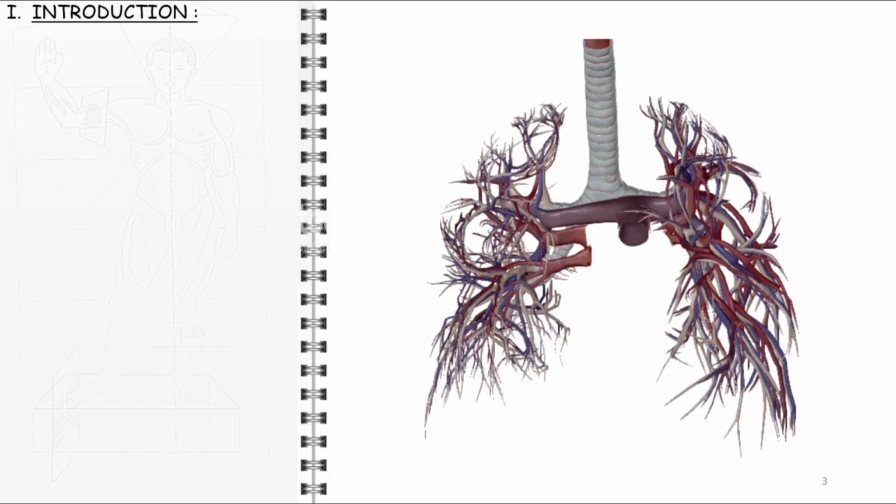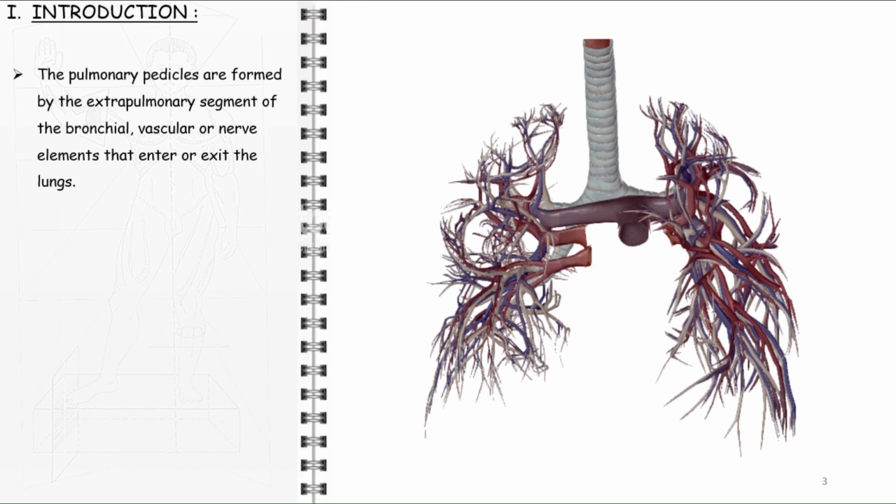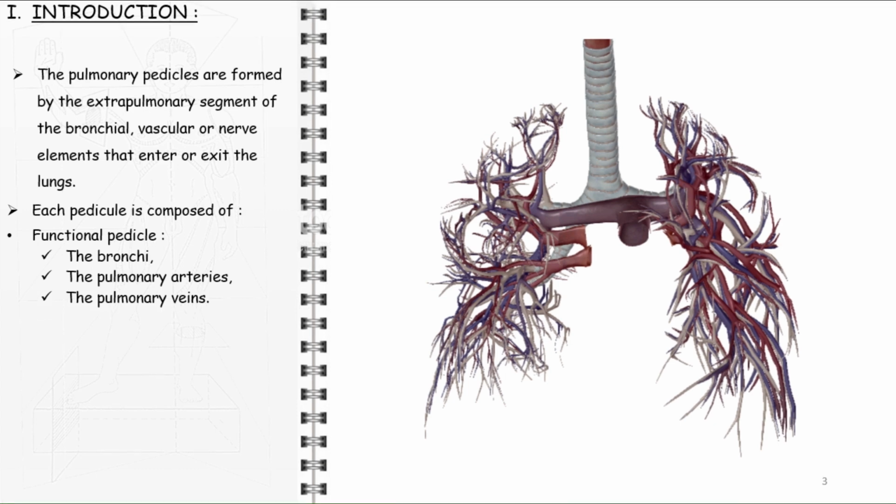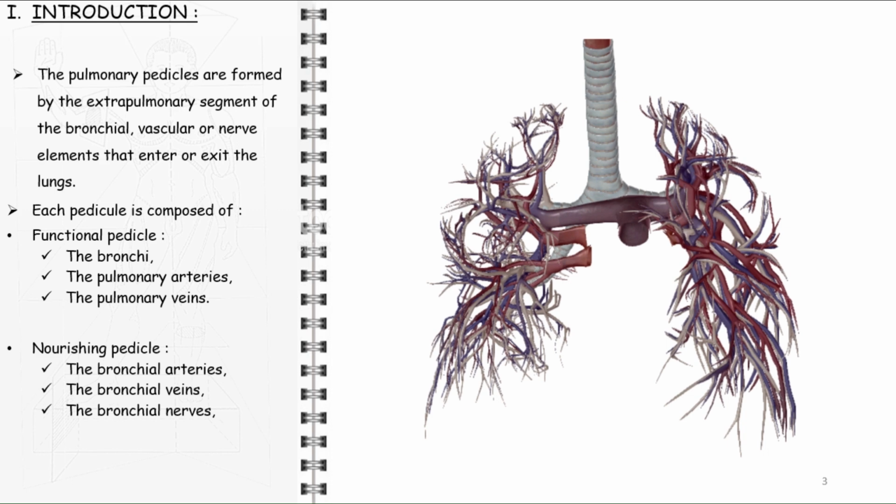The pulmonary pedicles are formed by the extrapulmonary segment of the bronchial, vascular, or nerve elements that enter or exit the lungs. Each pedicle consists of a functional pedicle, which includes the bronchi, the pulmonary arteries, and the pulmonary veins. The pulmonary pedicles consist also of a nourishing and trophic pedicle, which includes the bronchial arteries, the bronchial veins, the bronchial nerves, and the lymphatics.